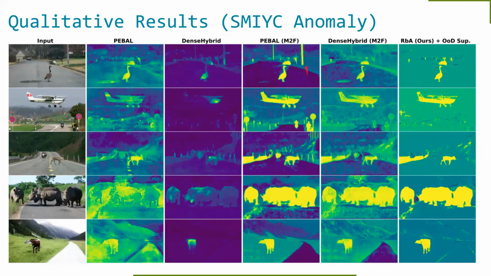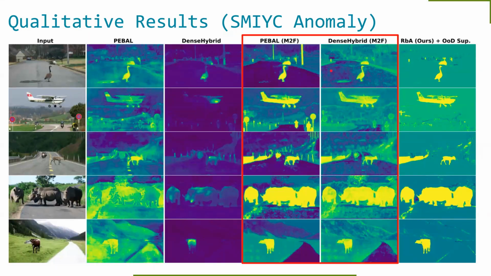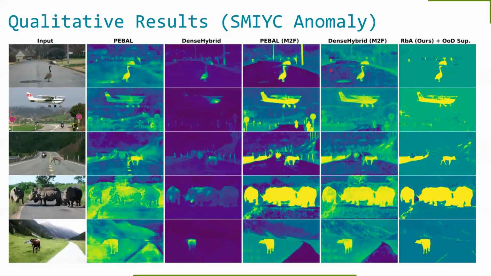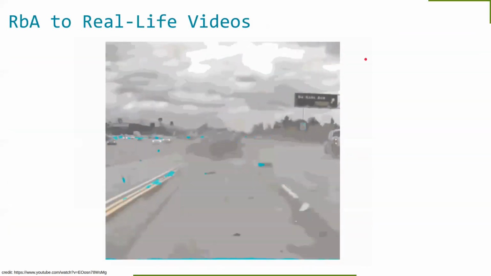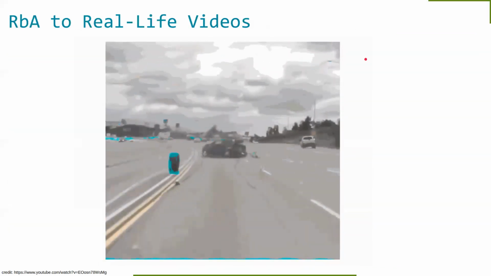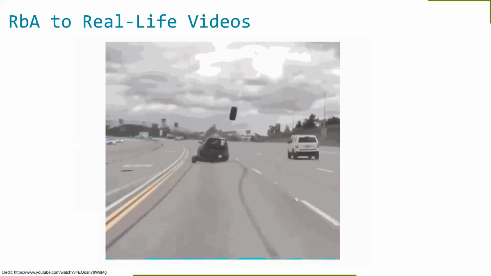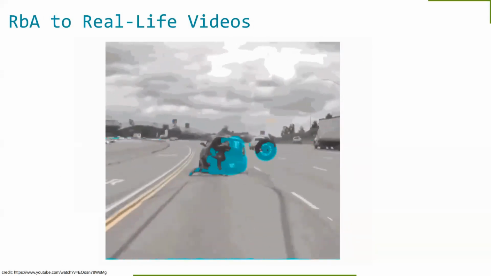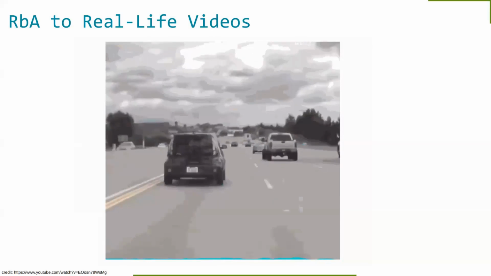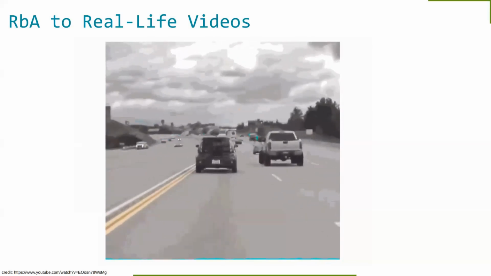Here are some results on the anomaly track of SegmentMeIfYouCan, in which we compare with PEBAL and DenseHybrid with both of their Mask2Former and per-pixel architectures as follows. Here's a video of RbA being applied to real-life videos, in which you can see a car that is moving towards the road that is classified as OOD once it leaves the ground.